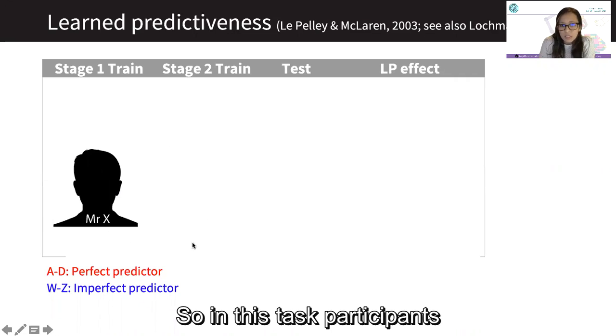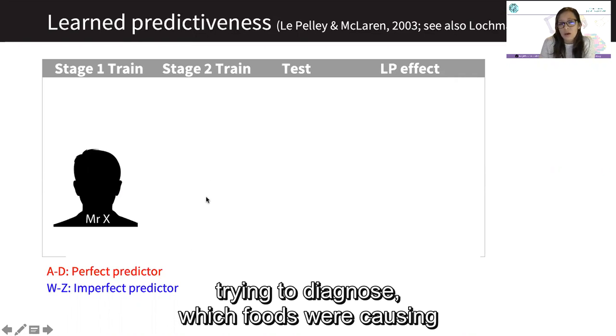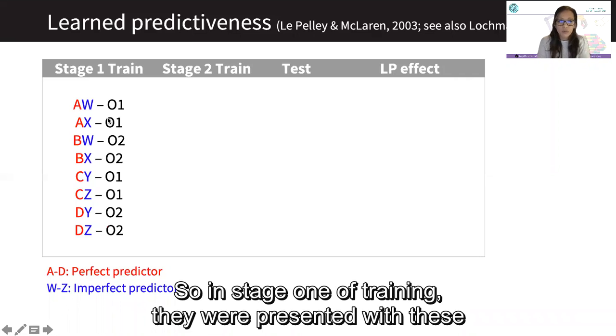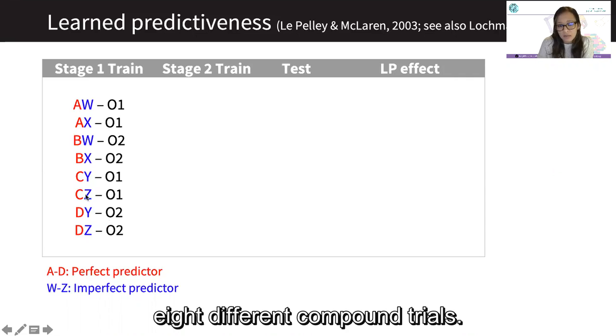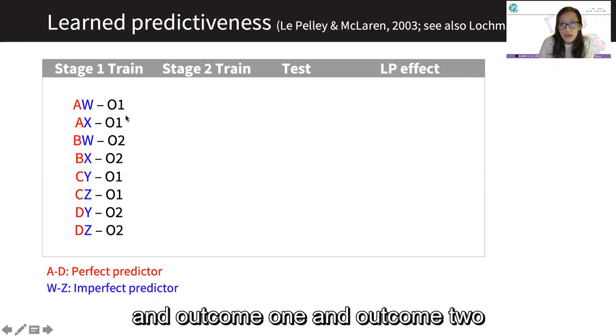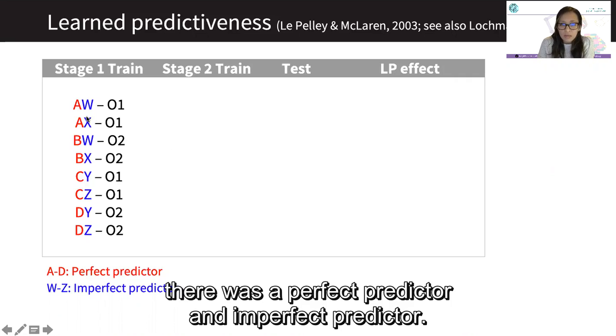So in this task, participants assumed that they were an allergist trying to diagnose which foods were causing allergic reactions in a fictitious patient, Mr. X. So in stage 1 of training, they were presented with these 8 different compound trials. So each of the letters here corresponds to a different food, and outcome 1 and outcome 2 stand for different allergic reactions. And in each of these compounds, there was a perfect predictor and an imperfect predictor.